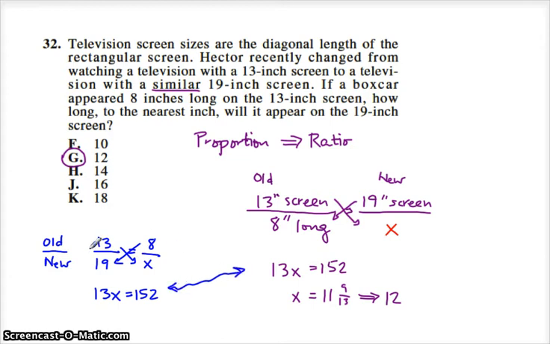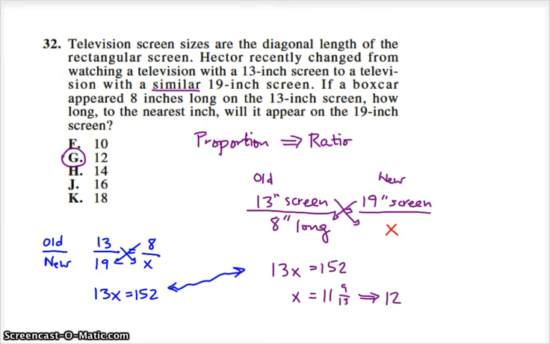You just want to make sure, however you decide to set it up, whether it's old over new or old on the left, new on the right, that you keep your values consistent. You would have just screens in this column. You'd have just boxcars in this column. Or you'd have just screens in the numerator, just boxcars in the denominator. Okay? So that's how you work out problem number 32.